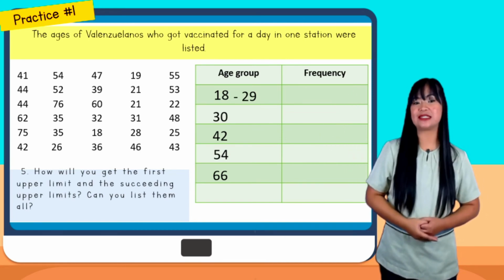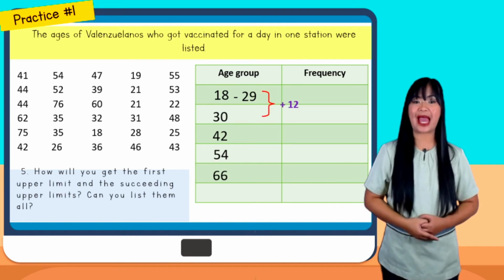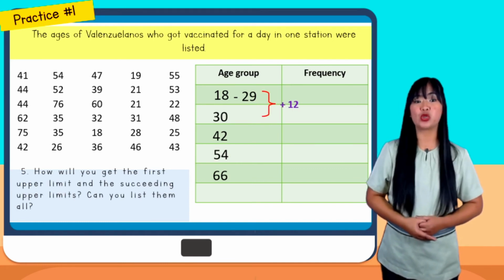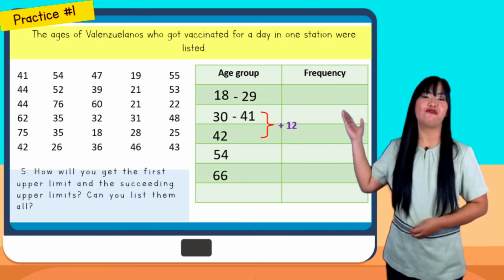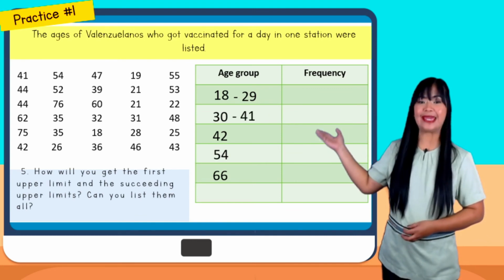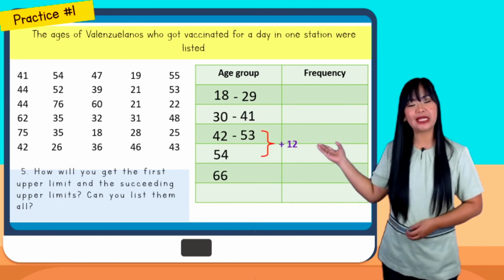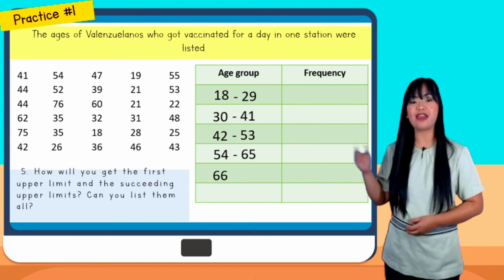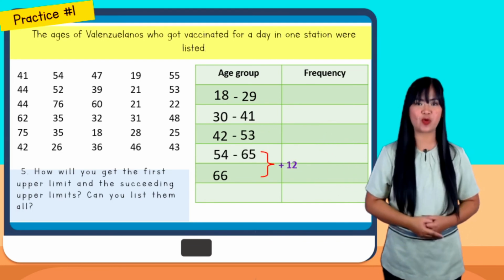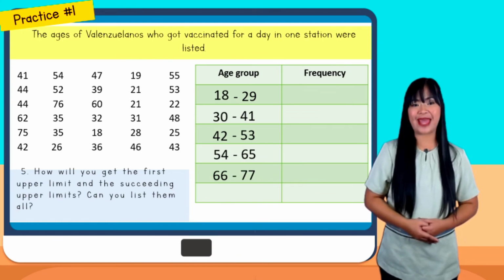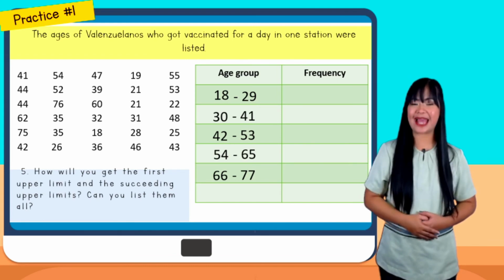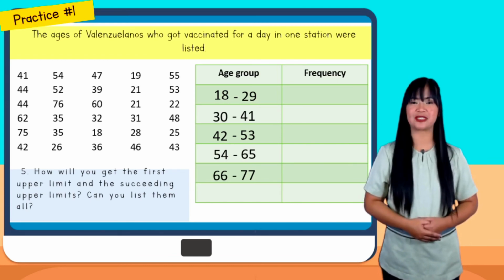Then, to obtain the succeeding upper limit, we add 12 to 29. So that will be 41. Then, 41 plus 12 is 53. 53 plus 12 is 65. And 65 plus 12 is 77. So, that completes our 5 class limits or the 5 groups.